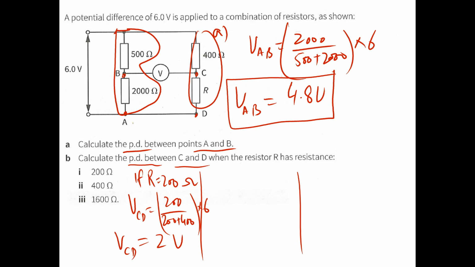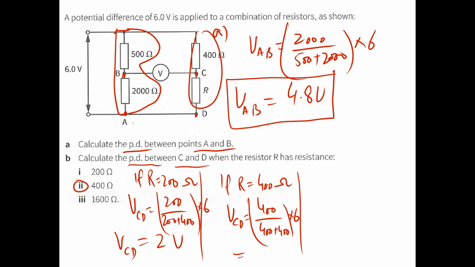In the second case, R is equal to 400 ohms. How can we find VCD, the voltage across C and D? Again, follow the same steps: 400 divided by 400 plus 400. By looking at this question we can answer directly, because the resistances are the same, which means they have the same voltage. The battery voltage is divided into two equal parts. If you are more comfortable with calculation, just multiply, and your answer will be 3 volts.